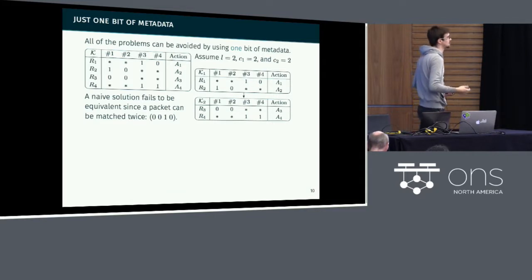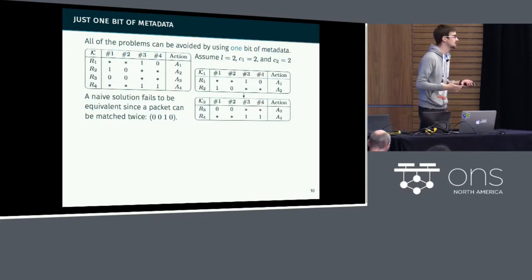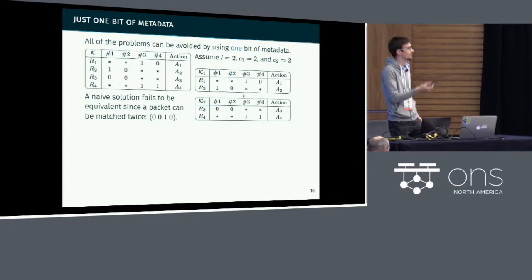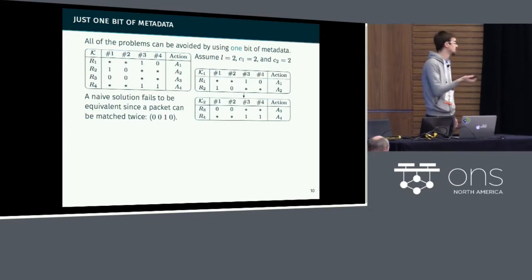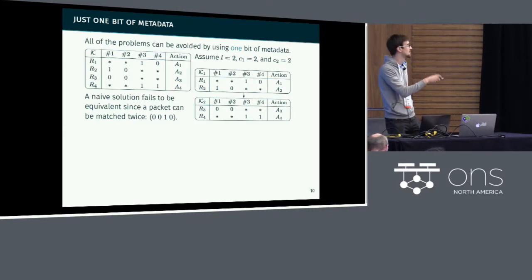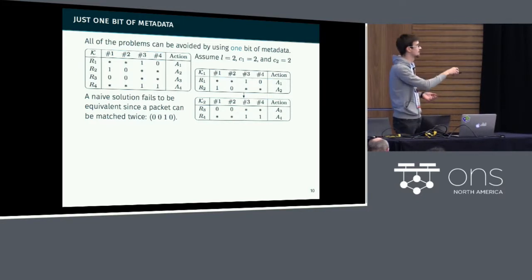The main idea is to use metadata, and surprisingly, just one bit of metadata can solve all of the problems that we had before. To understand how it works, consider why the naive solution to the problem fails. We have a classifier, we have 2 switches, both having capacity 2, and we just take the first 2 rules, put them in the first switch, the next 2 rules, put them in the second switch, and that's it. But it doesn't work. It's not correct because some of the headers, for example this one, can be matched twice.